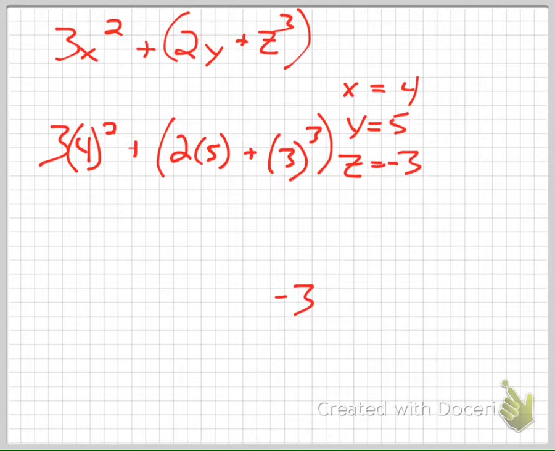What if it was this? What if it was squared? 3 squared. What's the answer? What is this answer? 9? No, that's wrong. It's negative 9.